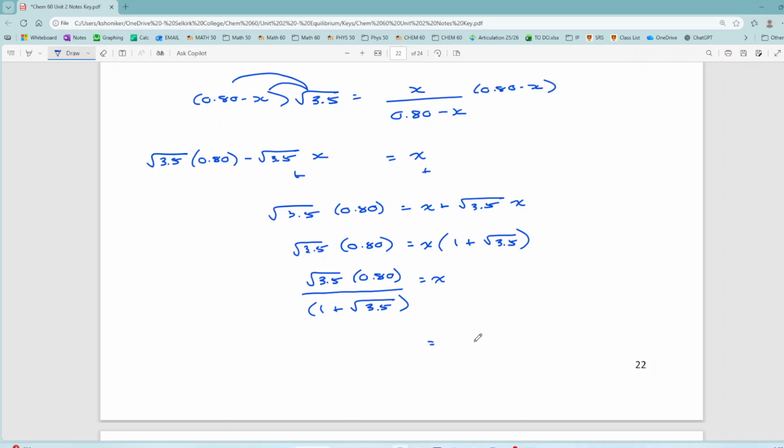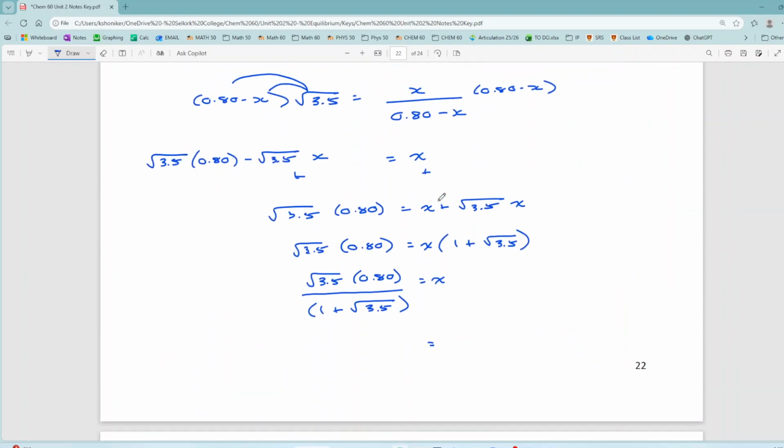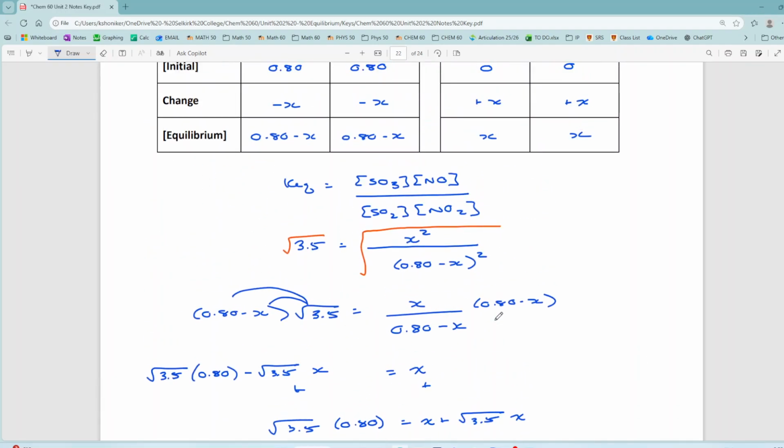And then we're going to plug this into our calculator. So we're going to go root 3.5 times 0.8 divided by bracket 1 plus the square root of 3.5. And I'm going to answer to, I think, 2 sig figs. Actually, we're not going to 2 sig figs yet, but 0.52133. I'm not at a final answer, so I'm keeping 2 sig figs, but I'm keeping it unrounded because now they want me to find the concentration of each.